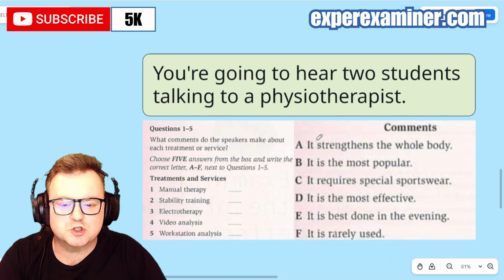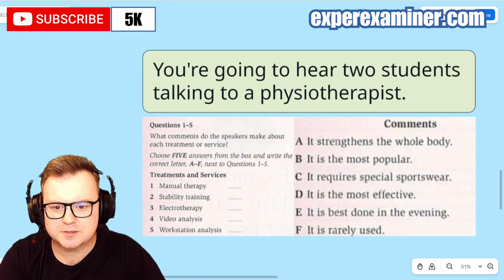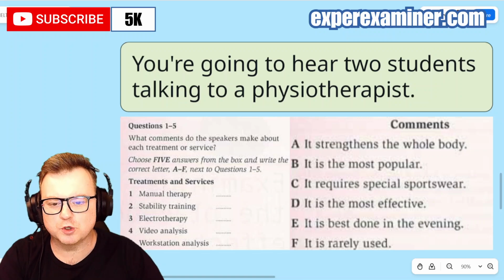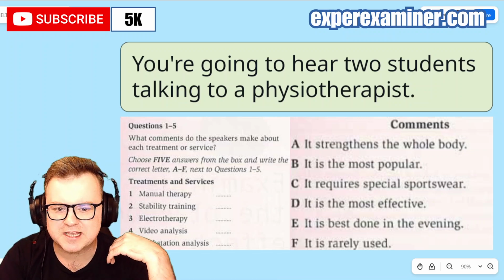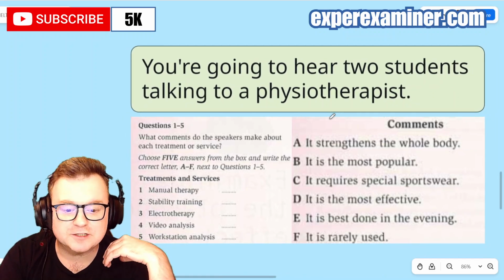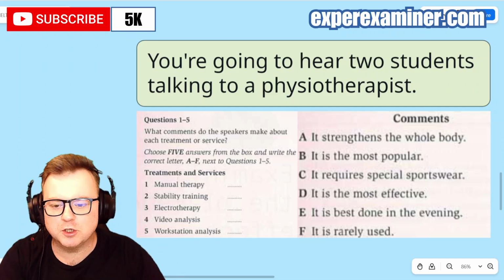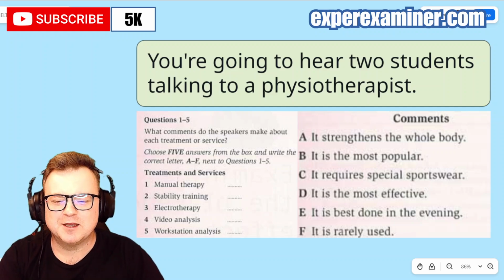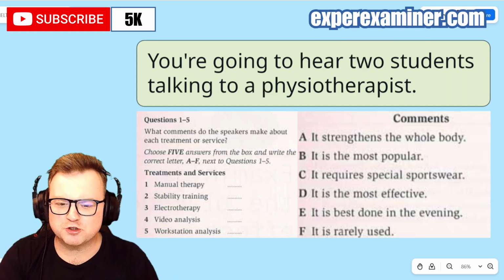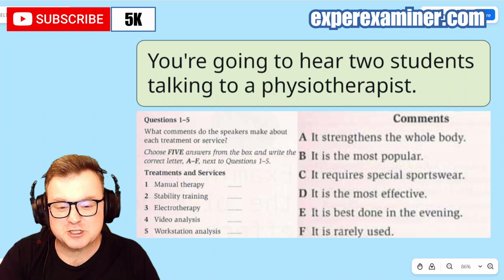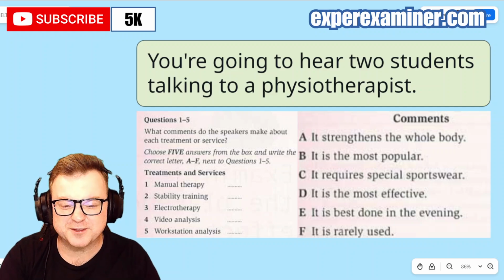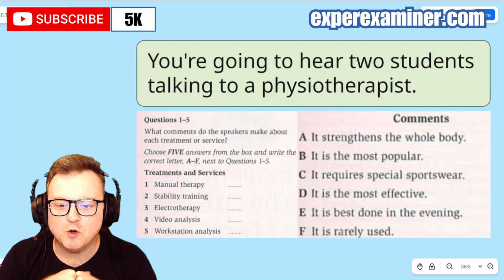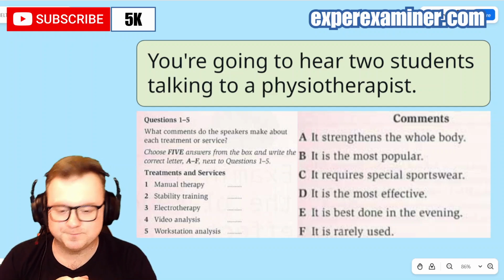So you're going to hear 2 students talking to a physiotherapist. That's the text, sorry. Now, what is a physiotherapist? Don't worry if you don't know. Basically, I don't want to say sports massage, but basically sports massage. If you have an injury, they can help you to get better after an injury through some type of physical therapy. I'm on your team here. You probably know more about what a physiotherapist does than I do.